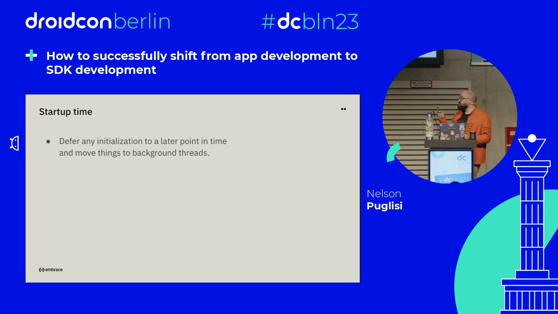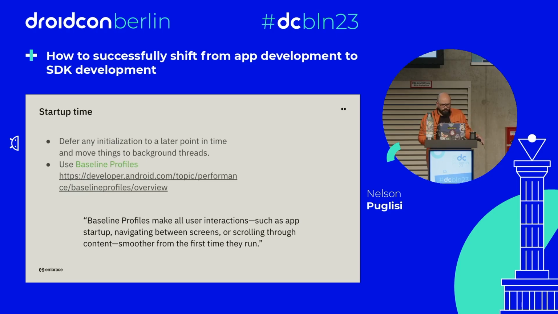What I mentioned is, in our case at Embrace, as we collect a lot of data regarding crashes, NDK, ANRs, even startup time of your app, we need to be implemented at the very beginning of the application class, kind of the first thing that you need to add. That's why we have an impact on the startup time. And the first thing that we do is defer anything that we can to a later point in time and move things to the background.